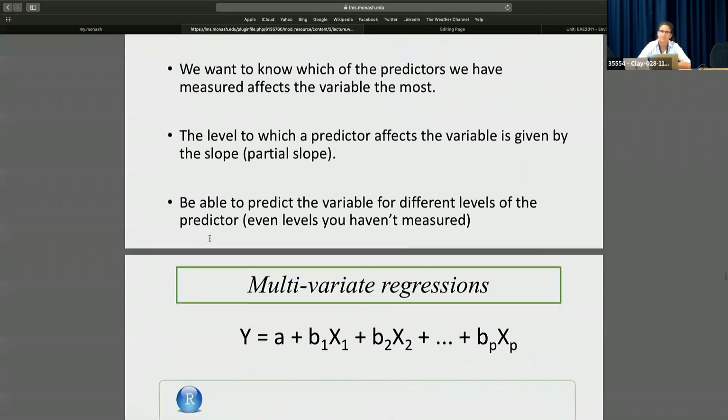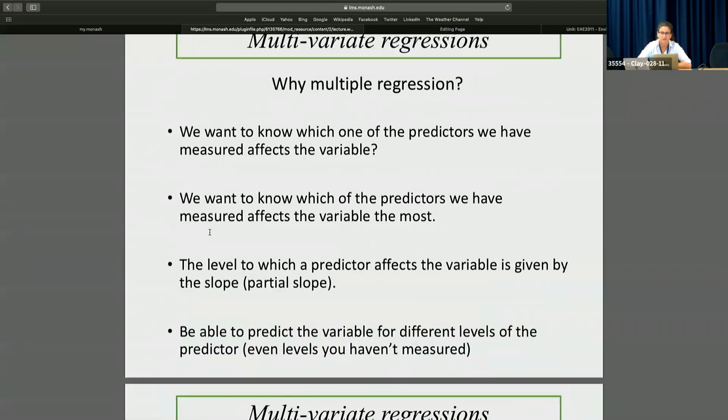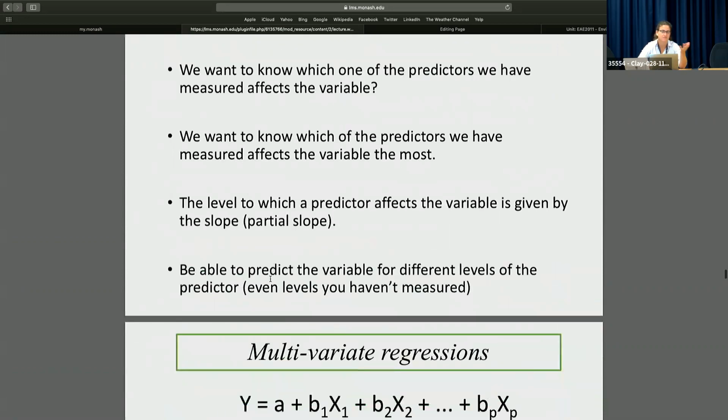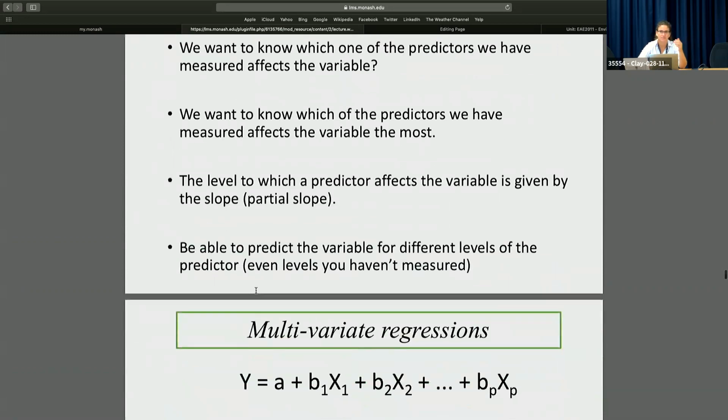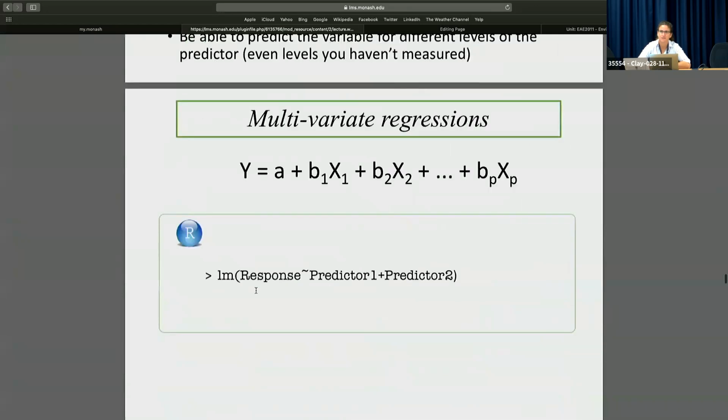And of course, we have a multiple regression, and all these regression models are to allow us to interpolate and extrapolate from the data that we've collected. So we can look at levels we haven't measured. We can look at between levels we have measured. How would it look in R? So it's quite simple. This is a linear model. We had a response as a function of a predictor. Now I'm just adding another predictor. Okay, so that's quite simple.